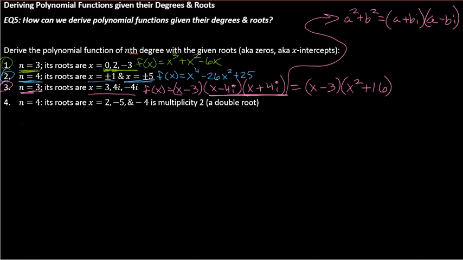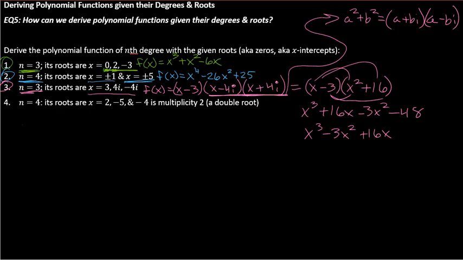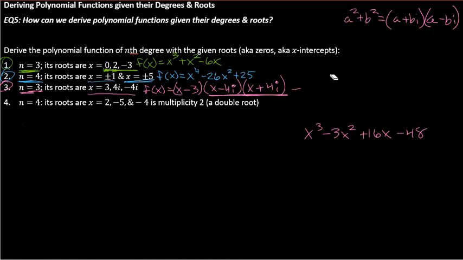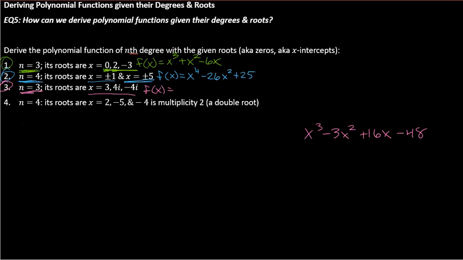Then I'm going to FOIL. So that's going to give me x cubed. That's going to give me 16x minus 3x squared and minus 48. Combine like terms where applicable, and there isn't any. Write everything in standard form, aka descending order, and we get that f of x is simply x cubed minus 3x squared plus 16x minus 48.